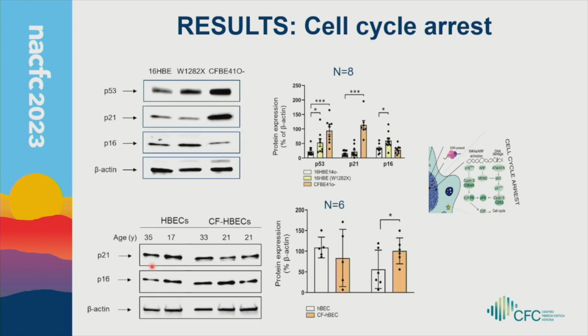Looking at cell cycle arrest, we observed that both in bronchial epithelial cell lines, so isogenic W1282X compared to 16HBE parental controls, or in non-isogenic CFBE, we observed increased expression of P21 or P16. These results were confirmed also in primary bronchial epithelial cells obtained from CF patients and healthy donors, matched for age, of course, in order to avoid bias due to the aging of cultures. And we can observe that P16 is increased in primary bronchial epithelial cells.